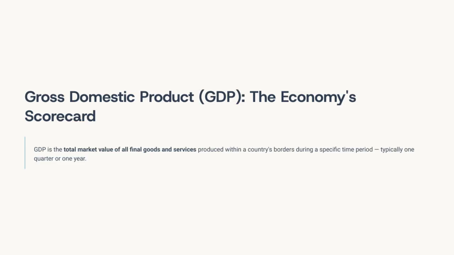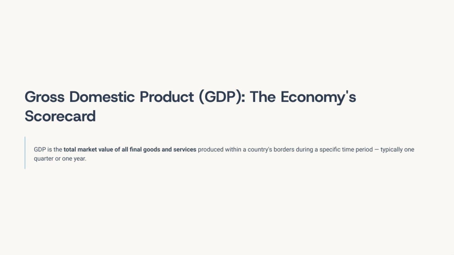GDP is the total market value of all final goods and services produced within a country's borders during a specific time period. Usually, we look at either 1 quarter or 1 year to get a clear snapshot of economic activity. Think of GDP as the overall scorecard for the economy. It's a way to measure how well a country is doing economically.